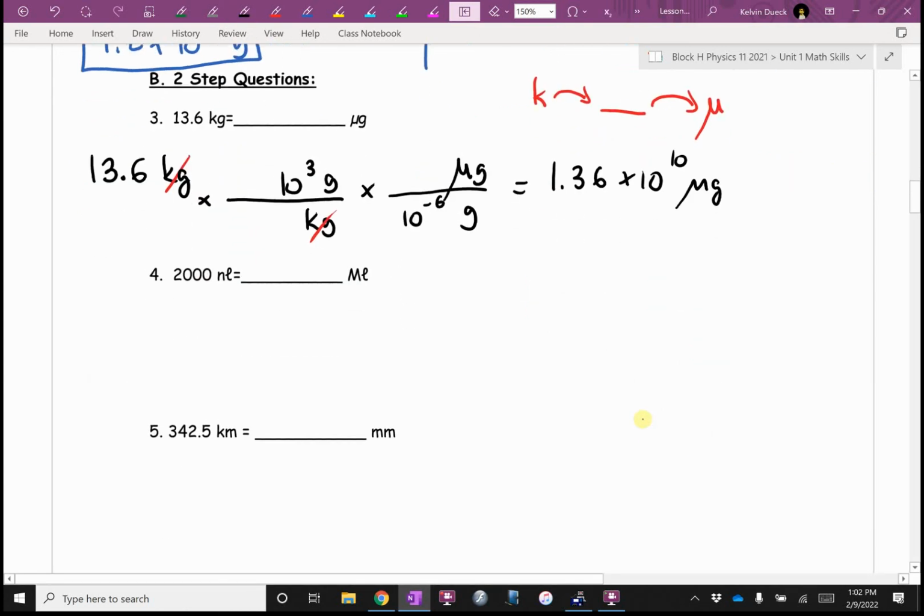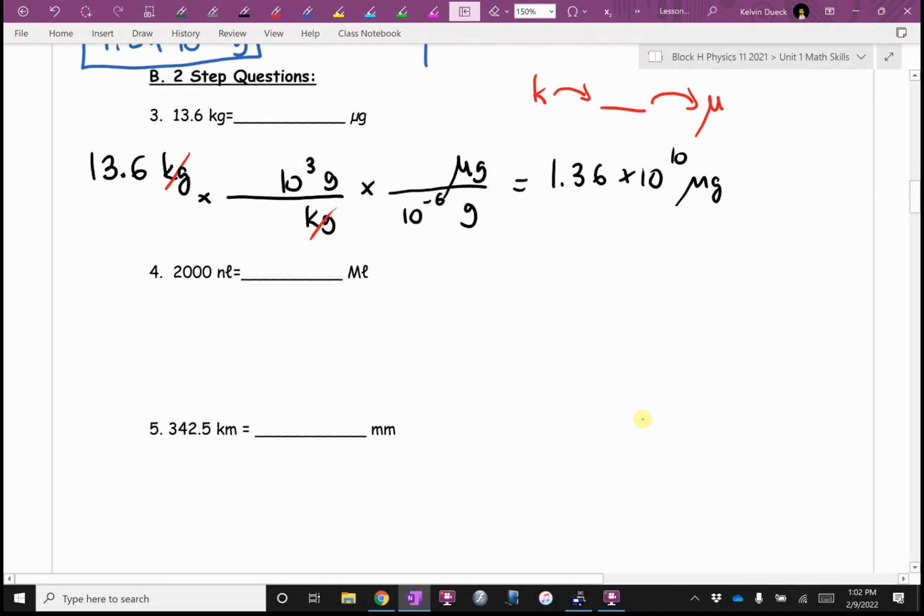Ooh, 2,000. Ooh, Sadie B, what's lowercase n? Is that nano? Oh, now there's only one Sadie, so Sadie. Is lowercase n nano, I think? Yes? Okay, going to write down what they gave me.